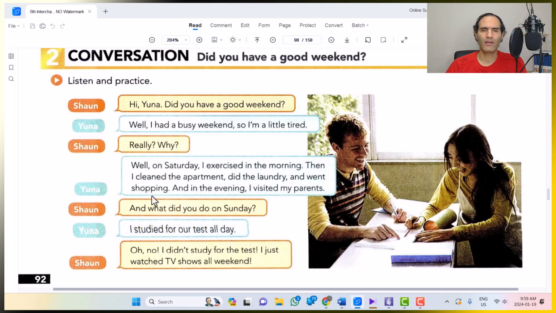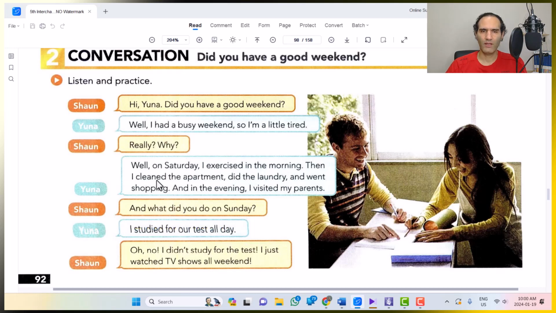Really? Why? Well, on Saturday, two points. Days of the week come with a capital letter or an uppercase, and the preposition for them is on. On Saturday, comma, I exercised in the morning. Yes-no question, please. Did you exercise in the morning? Very good. And if you want to ask a question about morning, when did you exercise?